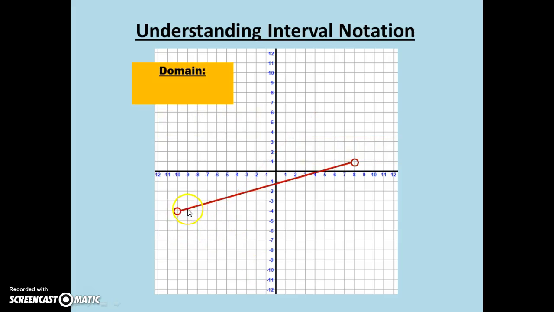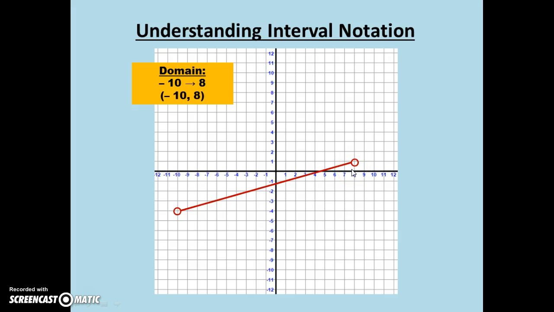Now you notice that this graph is a little bit different. It's another segment, but if you look at the endpoints this time, they're not filled in. Okay, so that tells you something about the endpoints. The endpoints are different this time. Now we know the domain is the values from -10 all the way up to 8, because that's our west to east or left to right. It goes from -10 all the way up to 8.